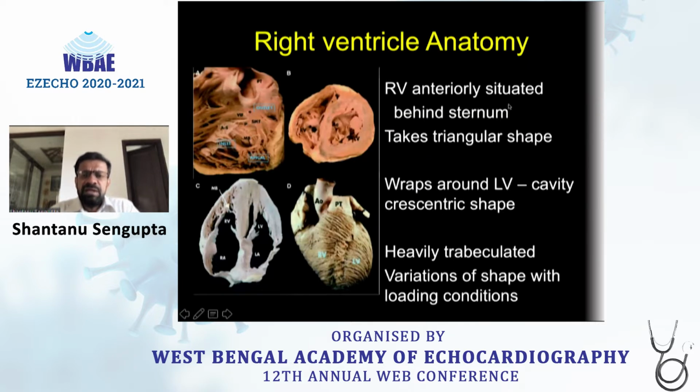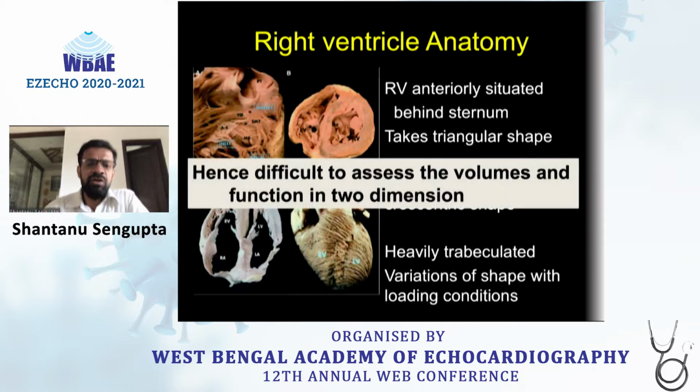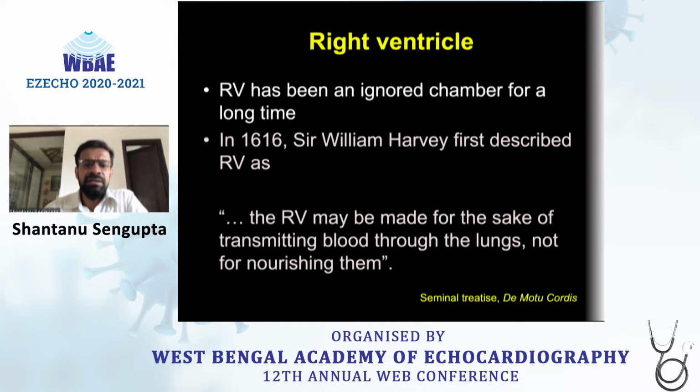The right ventricle is anteriorly placed. It wraps around the LV, and it is heavily trabeculated. The interesting part is that the shape varies with loading conditions, very much affected by them, because it drains into a low vascular resistance structure. It is difficult to assess the volumes and function in two dimensions, and we do need a three-dimensional perspective of the right ventricle.